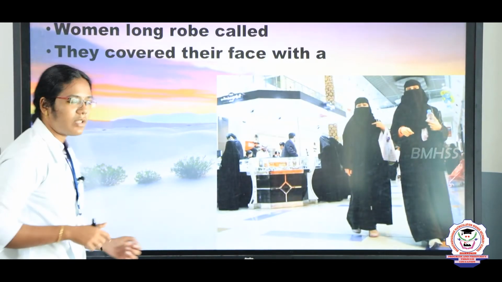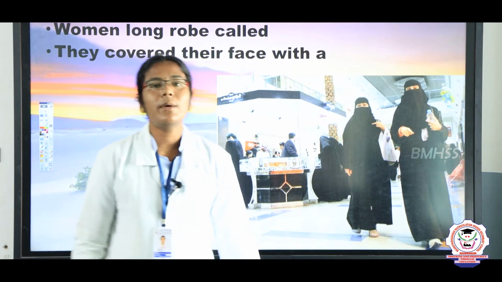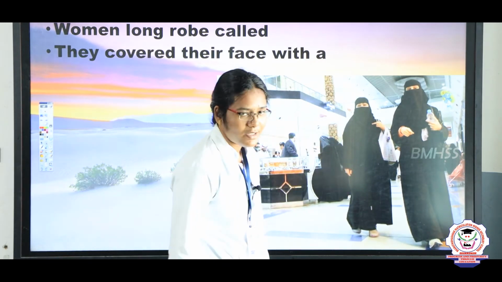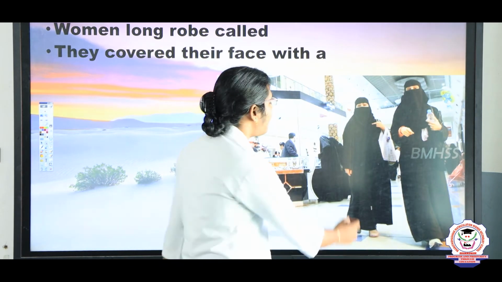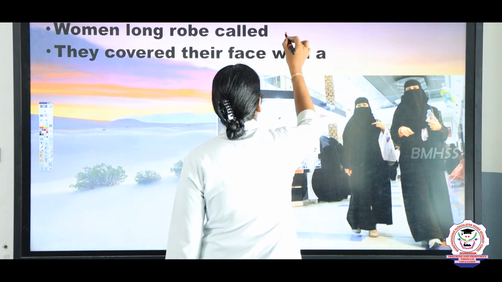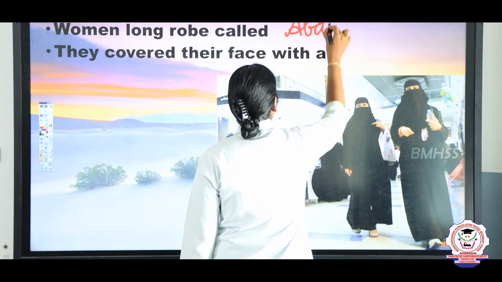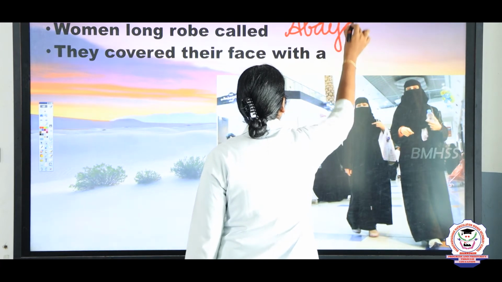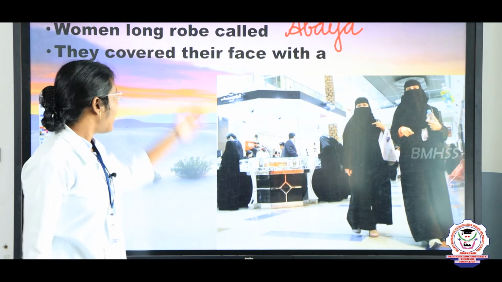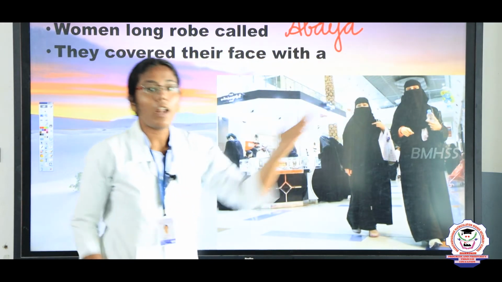Next we see the women's dress. Women wear a long robe, here also a robe, that is an angi. It is said to be an abaya, A-B-E-A-Y-A. The women's long robe is said to be the abaya.